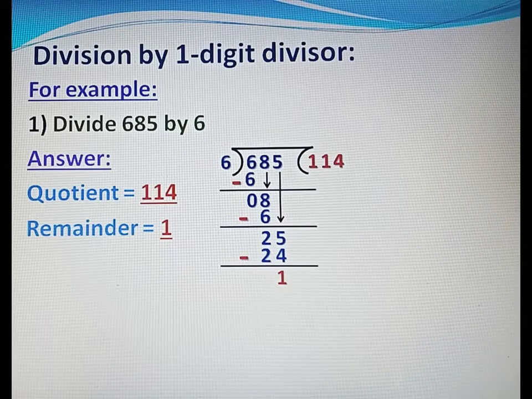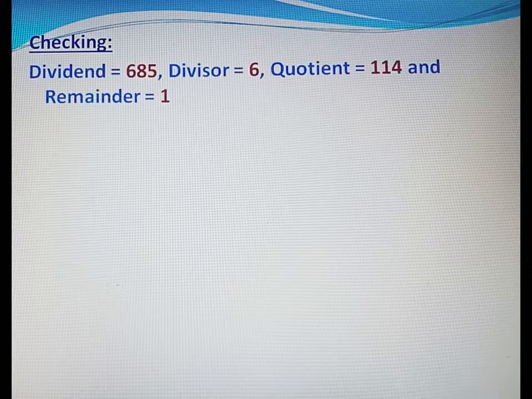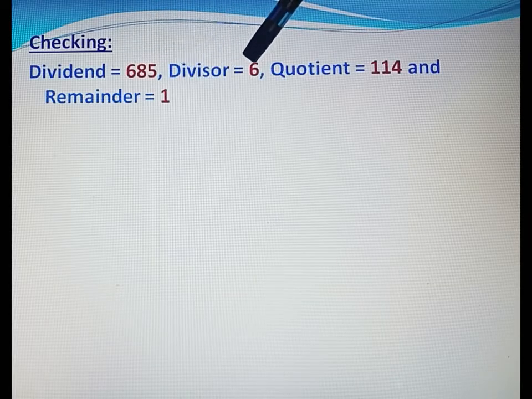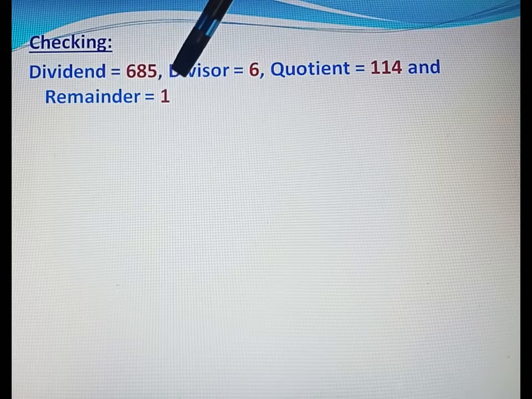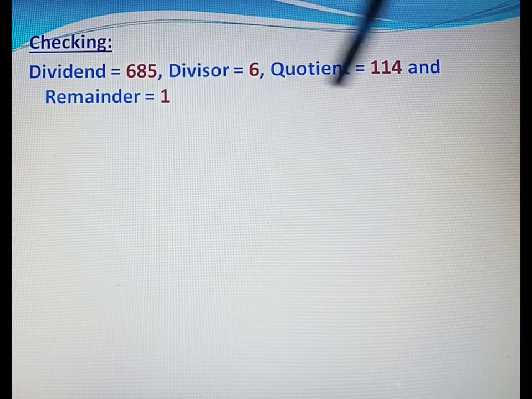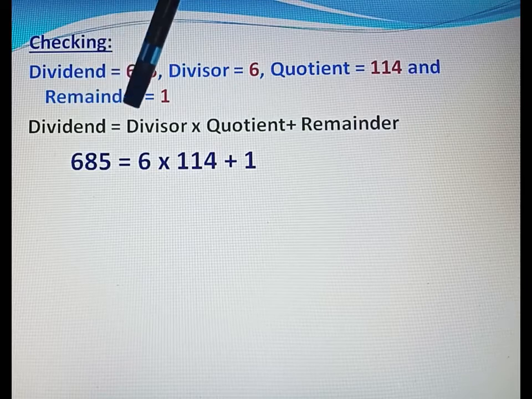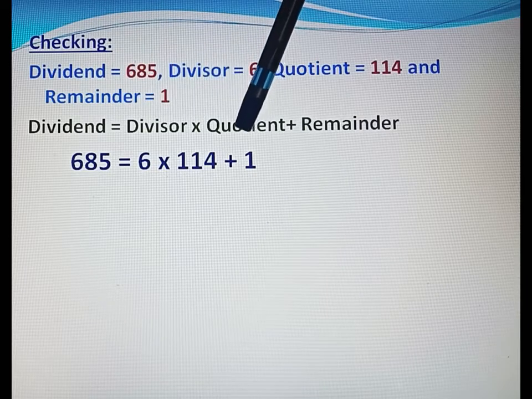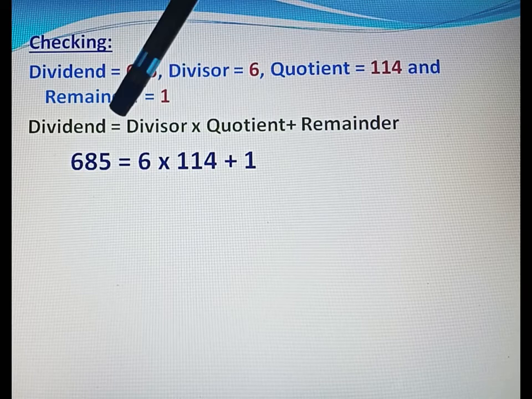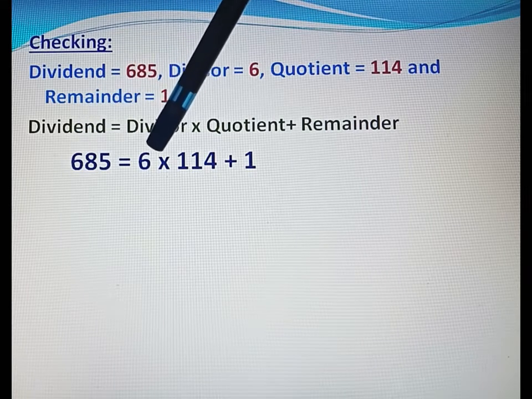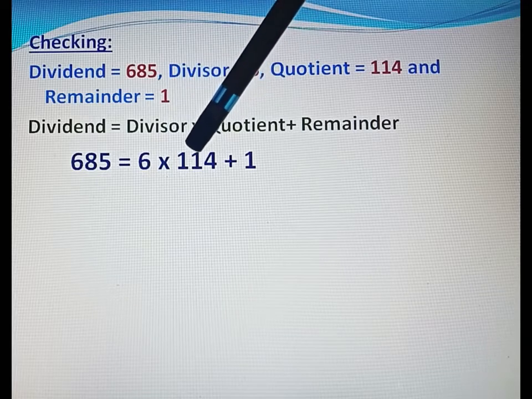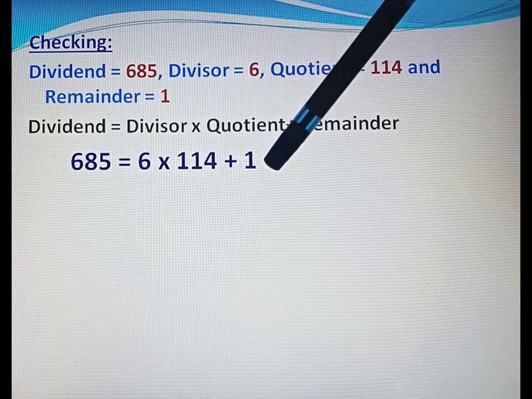And then we will check our answer. Here dividend equal 685, divisor equal 6, quotient equal 114 and remainder equal 1. And then we will write formula as we have learned in previous lecture also, that dividend equal divisor multiply quotient plus remainder. Dividend 685, divisor 6, multiply quotient 114 plus remainder 1.